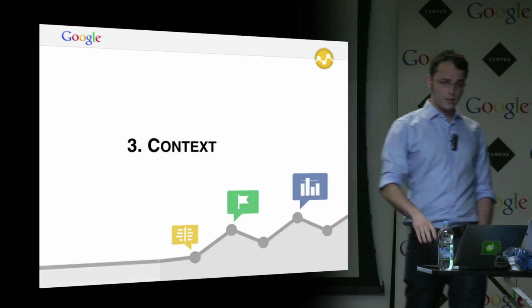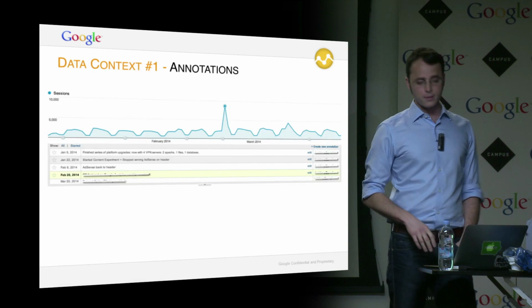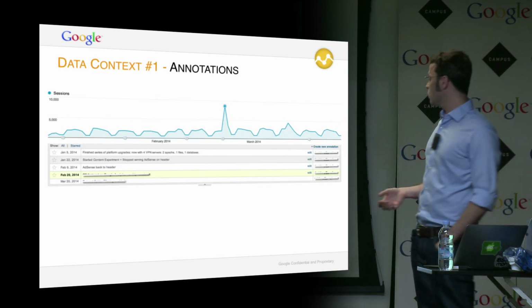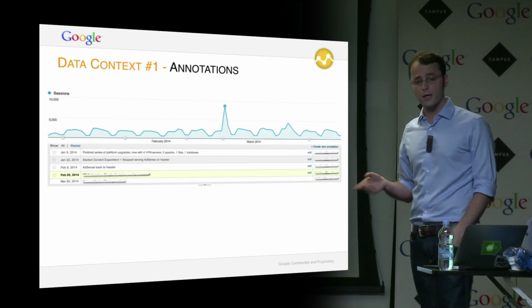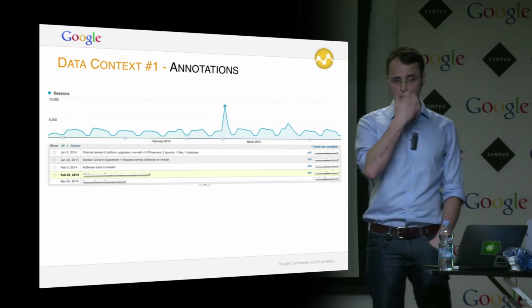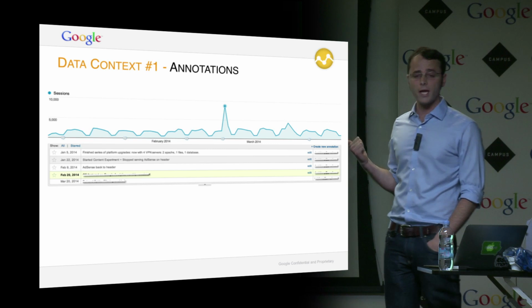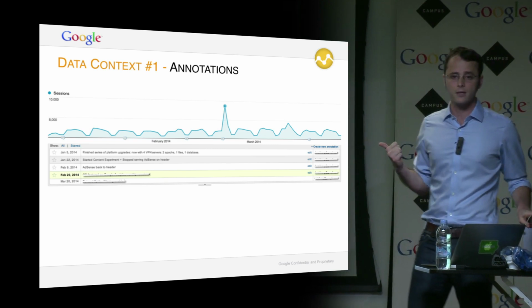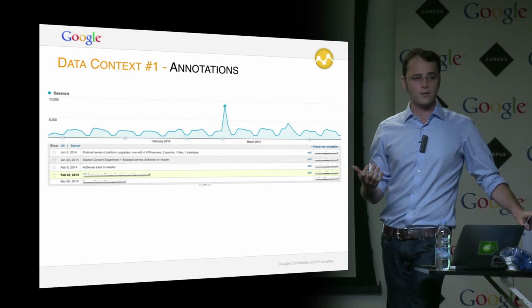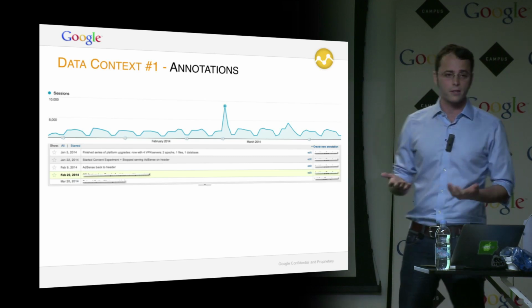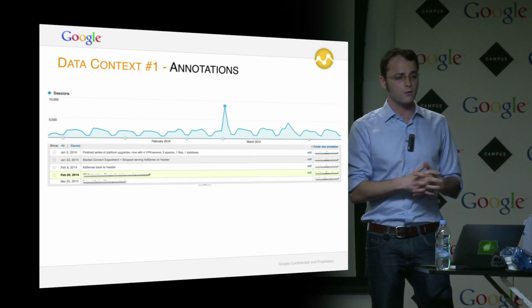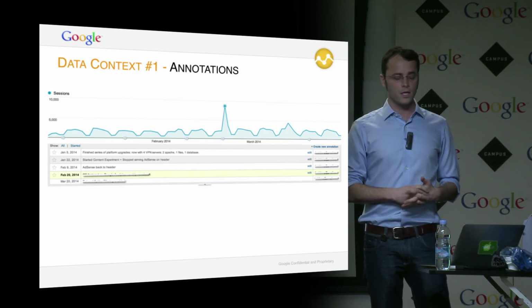Now, something that is really important in Google Analytics is context, right? So we have a way to annotate the data. You have this data, you can see a spike on the chart, and what happened on that day? Of course, if it was a week ago, I can ask someone and just find out what happened last week that we have this huge spike.